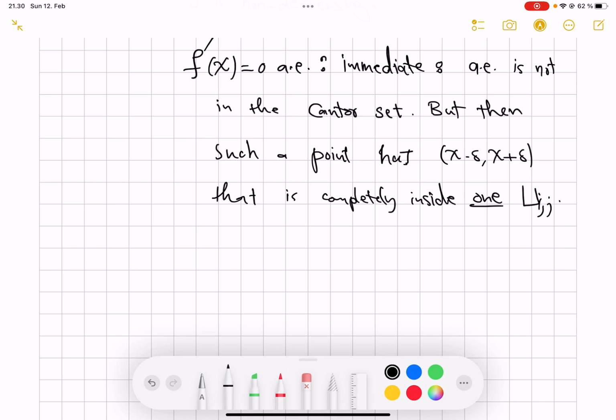And because these U_ij's are made up of open segments, that means this point lies in one of these red segments. No matter how small, it still has a neighborhood of x completely in there. And then f is constant there, and the derivative of a constant function is definitely 0. So therefore, f prime of x exists and equals 0. So if you're not in the Cantor set, your derivative is 0. And that was the last claim.